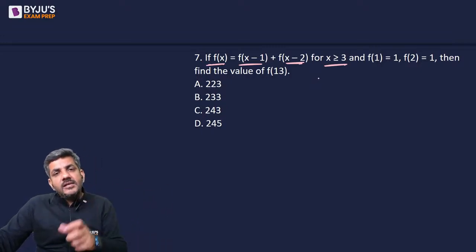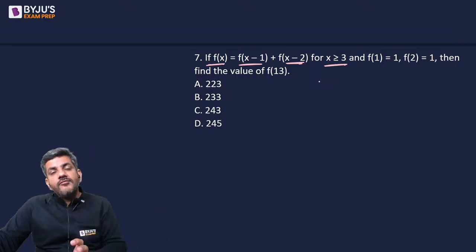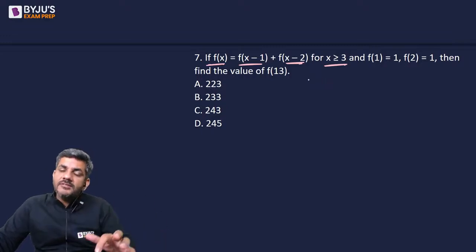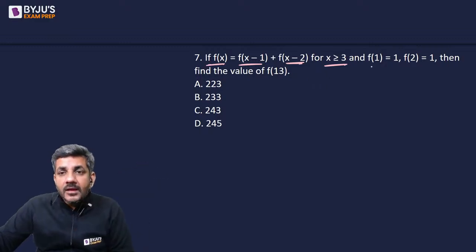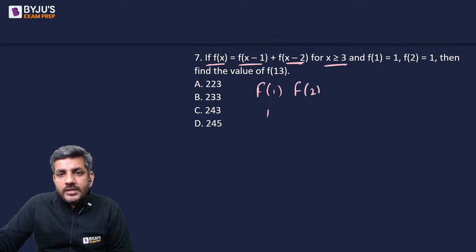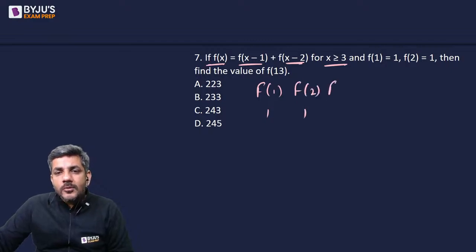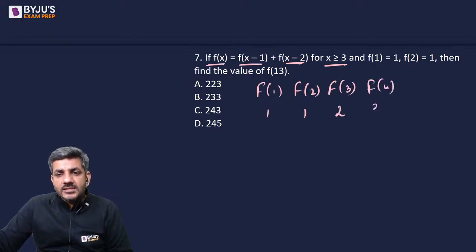So function 3 is function 1 plus 2. Function 4 is function 2 plus 3. Function 5 is function 3 plus 4. Every function is sum of previous two functions. F of 1 is equal to 1. F of 2 is also equal to 1. So by this logic, can I say f of 3 would be their sum that is equal to 2? F of 4 would be sum of these two that is equal to 3.